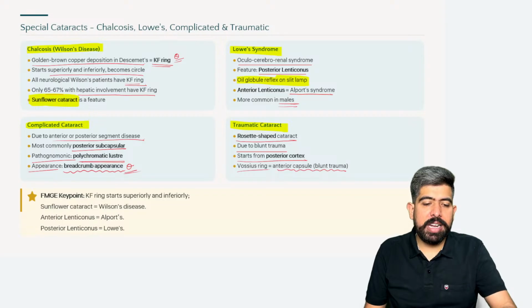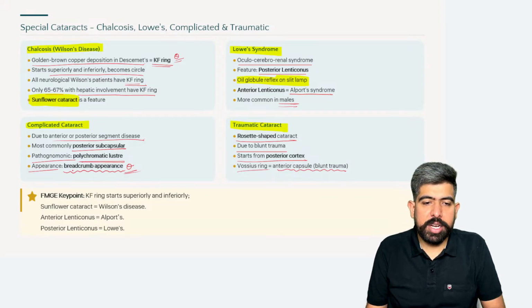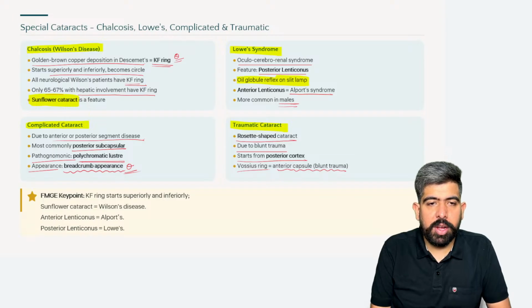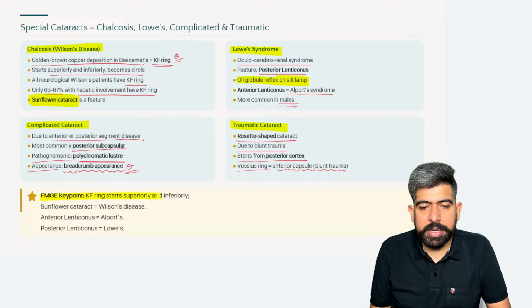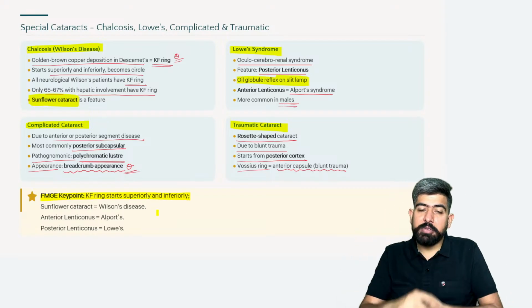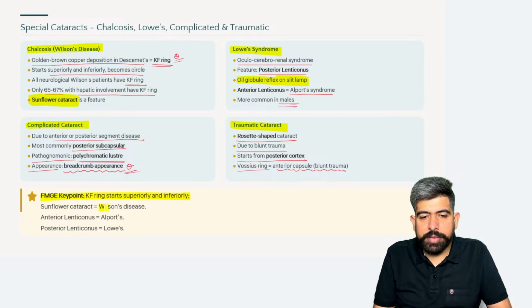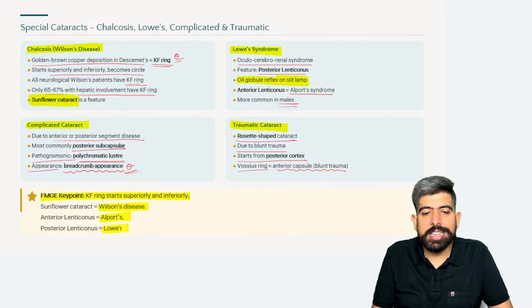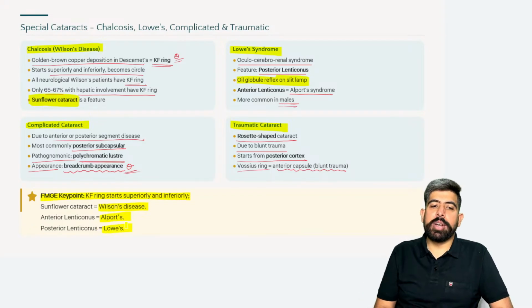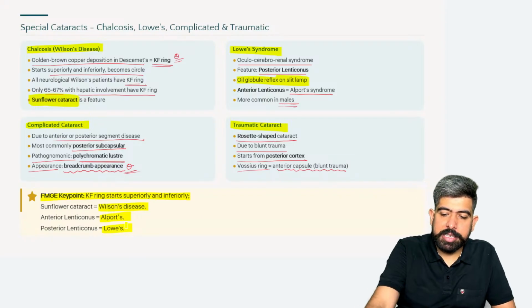Now, what are the important FMGE key points related to these special cataracts? First of all, please remember the KF ring. The ring starts superiorly, inferiorly, and then joins, and it is seen in Wilson disease. Sunflower cataract is seen in Wilson disease, anterior lenticonus in Alport syndrome, posterior lenticonus in Lowe syndrome. These are the important key features related to your special cataracts.